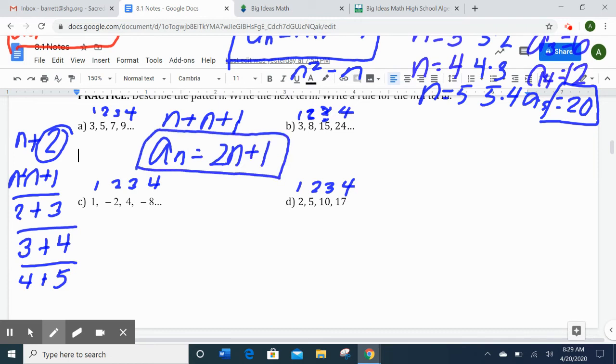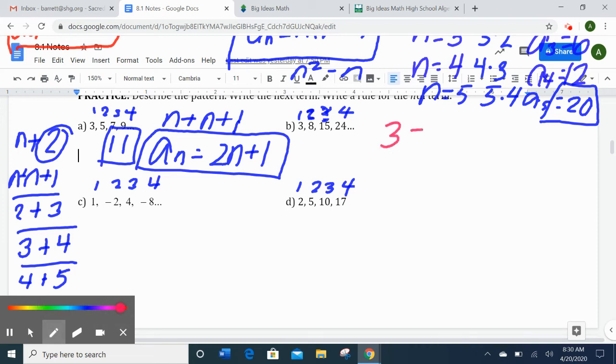So a sub n is 2n plus 1. And so that would make the next term no matter what 11, because I am adding 2 each time. But it's not that I started at 0, I started at 1. So 2n plus 1, the next term is 11. Okay, letter B. Here's what I did to recognize this.